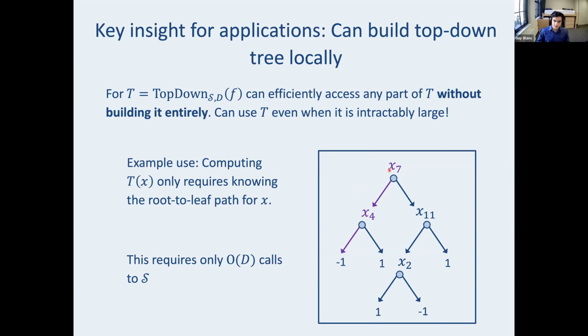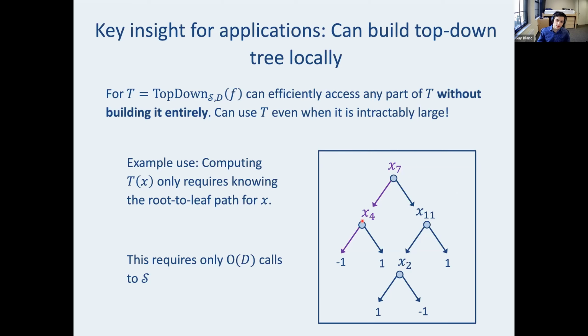So let's say we get some input. The first thing we do is ask, what's the splitting criterion of the root? And we say it's x7. Then we look at what is the x7 bit of that input. And if it's left, like in this case, we immediately don't have to build the right half of the tree. We've already reduced our problem in half.